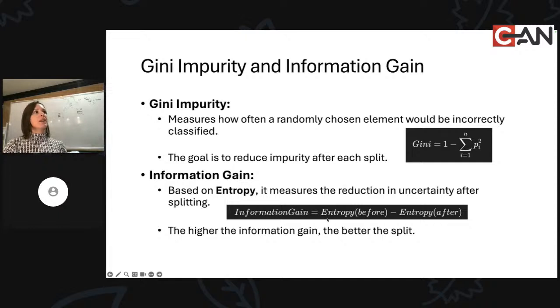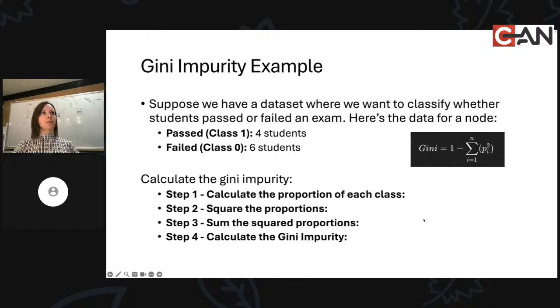I apologize. Information gain, the higher the information gain, the better the split. The more information you are learning, so you're actually optimizing towards one. So they are prioritizing different outcomes. So it's important to know which one you are working towards. It really makes a difference when you see that value output, whether that changes your interpretation of if it's a good thing or a bad thing.